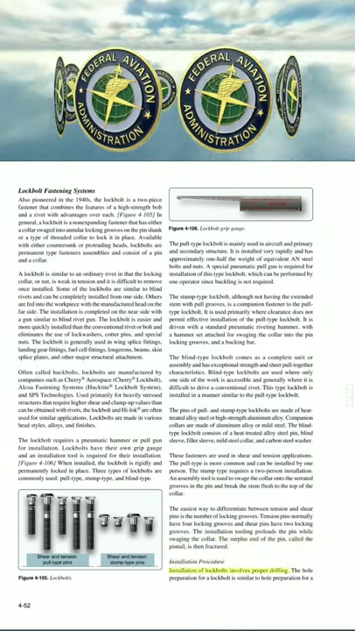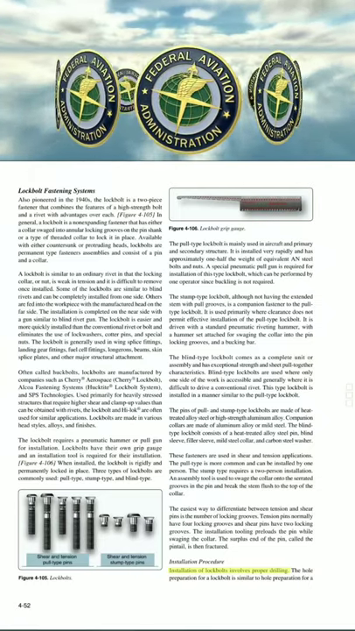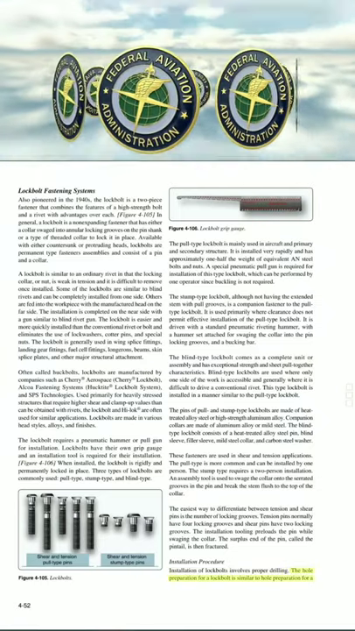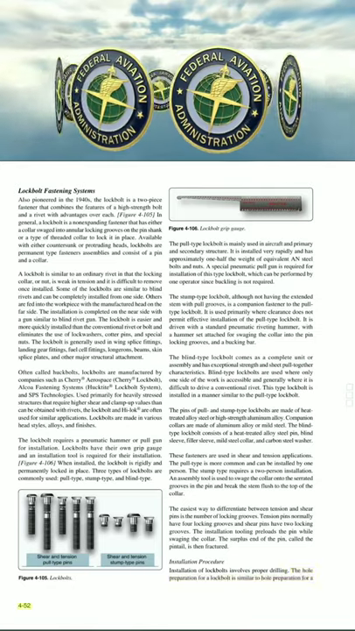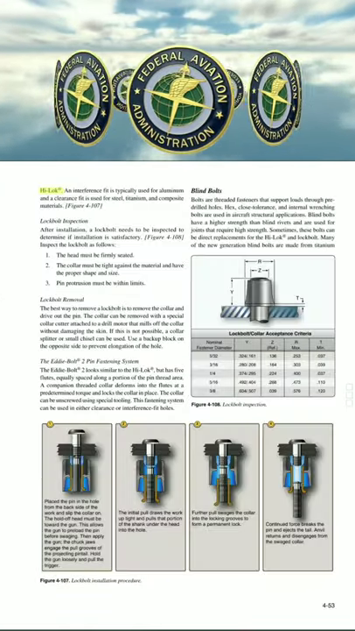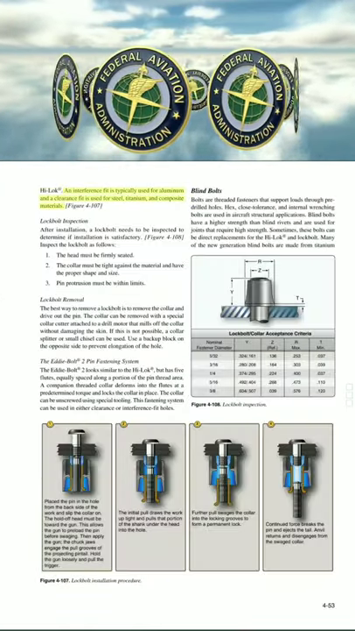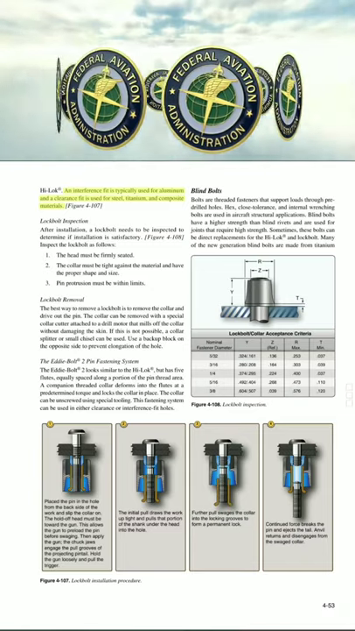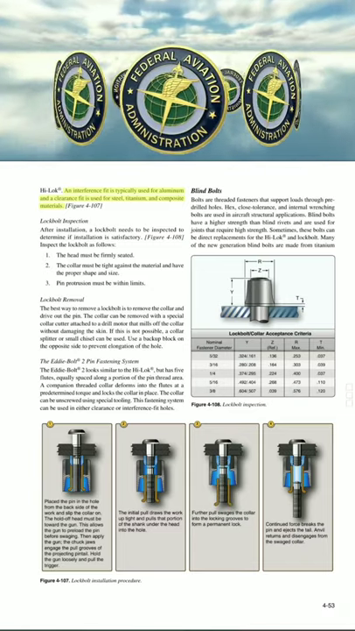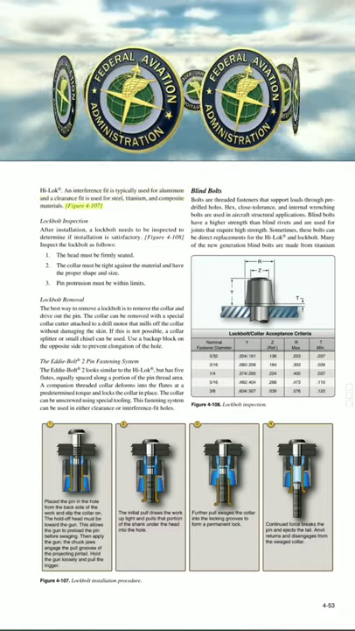Installation procedure. Installation of lock bolts involves proper drilling. The hole preparation for a lock bolt is similar to hole preparation for a Hi-Lok. An interference fit is typically used for aluminum, and a clearance fit is used for steel, titanium, and composite materials. Figure 4-107.